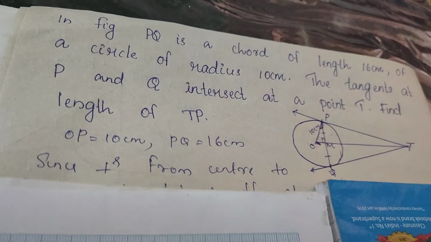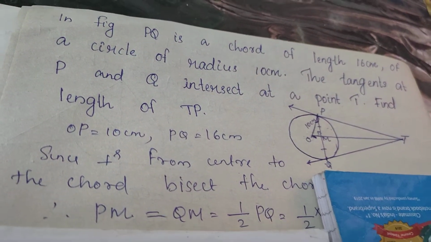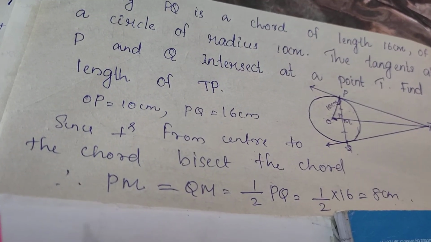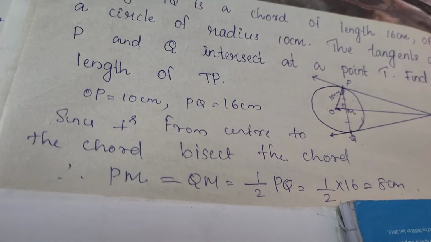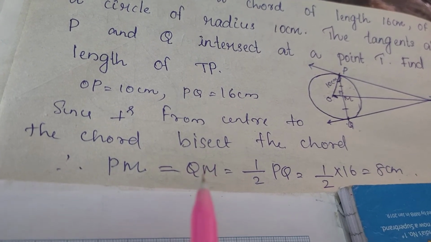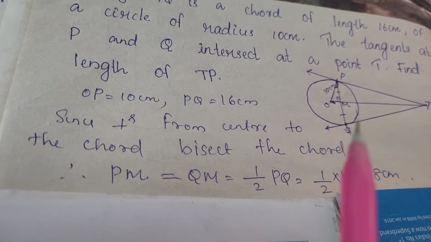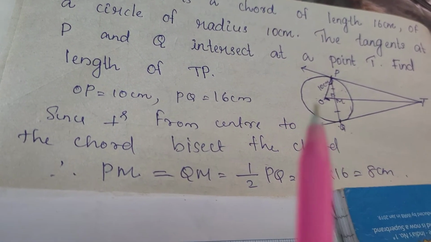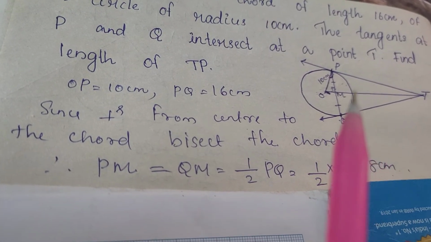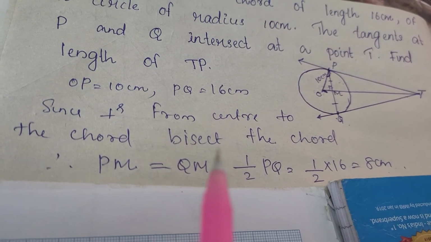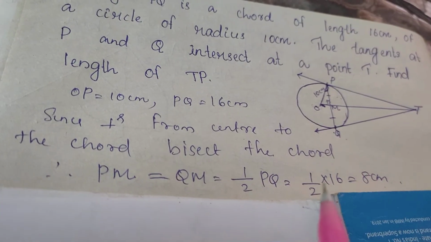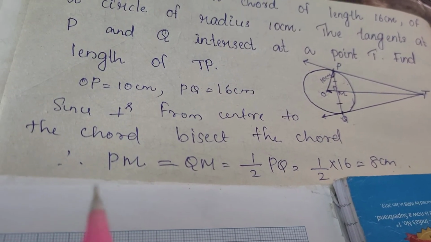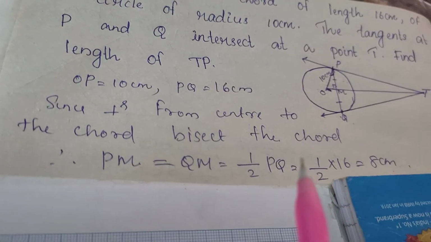Next I write that condition. Since the perpendicular from the center to the chord bisects the chord, PM is equal to QM is equal to half of PQ. Bisect means equally divided, and each part is equal to half of the total length. PM and QM are the parts of PQ. PQ is given as 16, so half of 16 is 8 centimeter. So the measures of PM and QM are 8 centimeter.